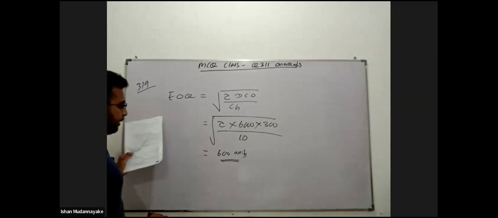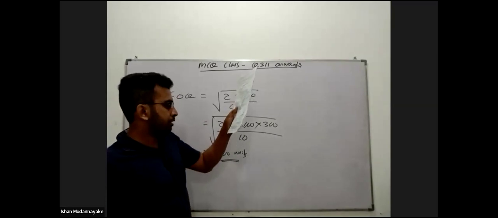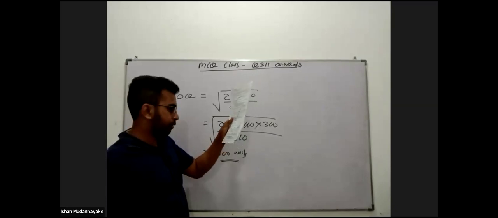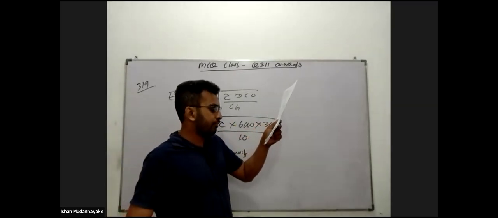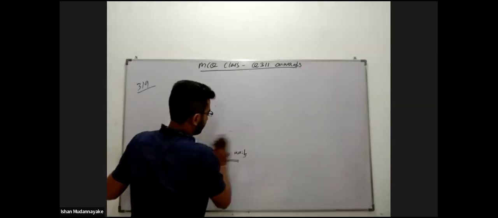Right, now my next question. Use the following information to answer the following two questions. Material consumption maximum 400, minimum 300. Stock levels. Question numbers 320 and 321.